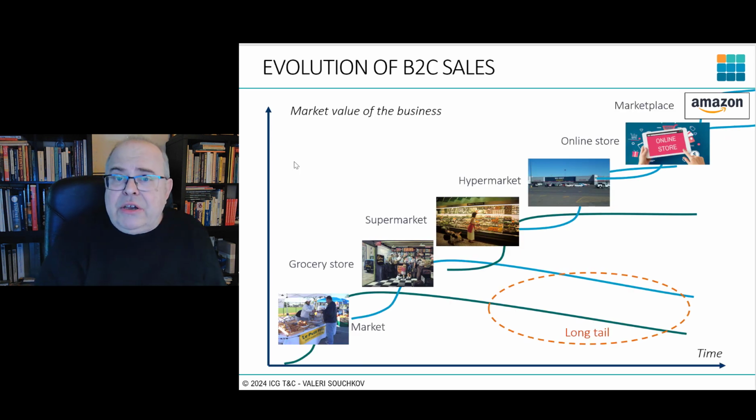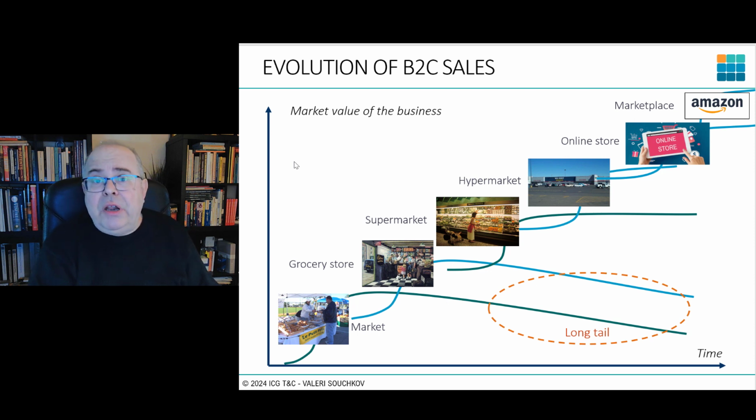Let's have a look at the growth of one parameter of value, like a product portfolio. You see that the business model of a shop has changed. First, there was a one-man seller on the market. How much can he sell? He only used to sell the same stuff that he grows on his farm. His product portfolio was very small.